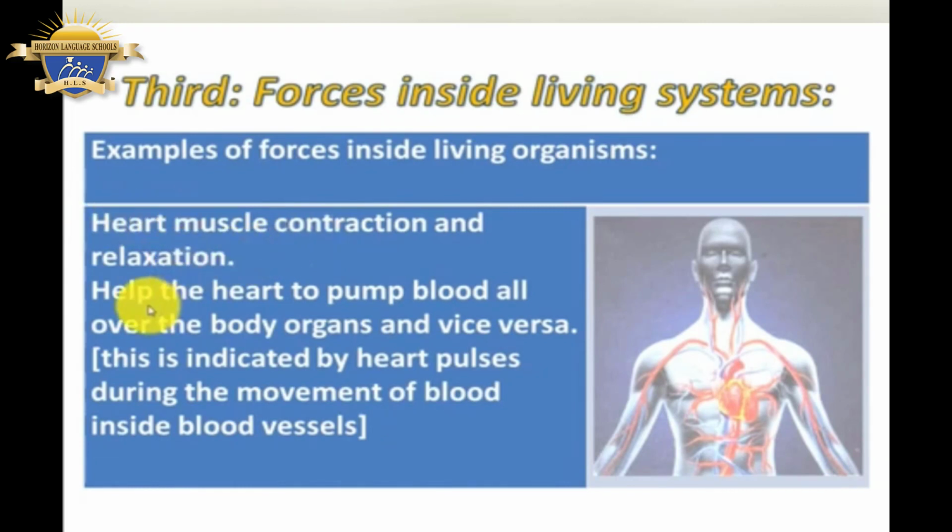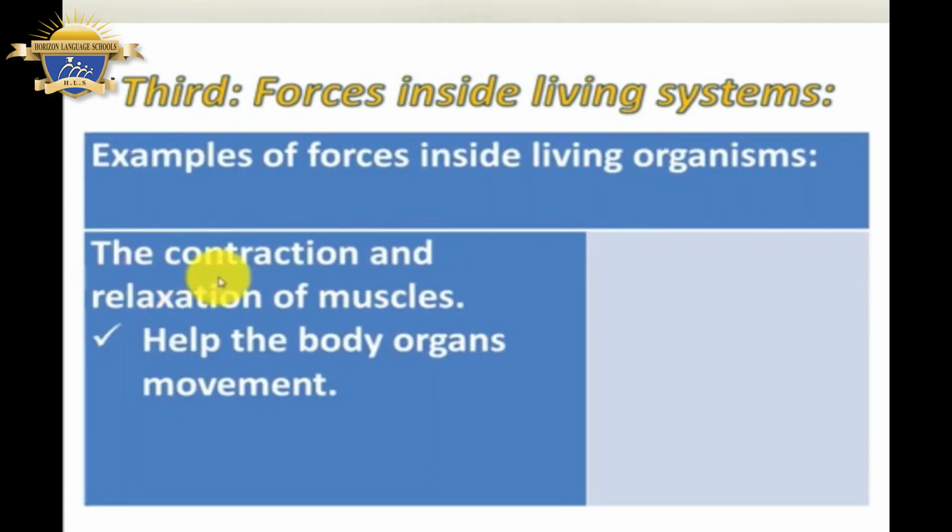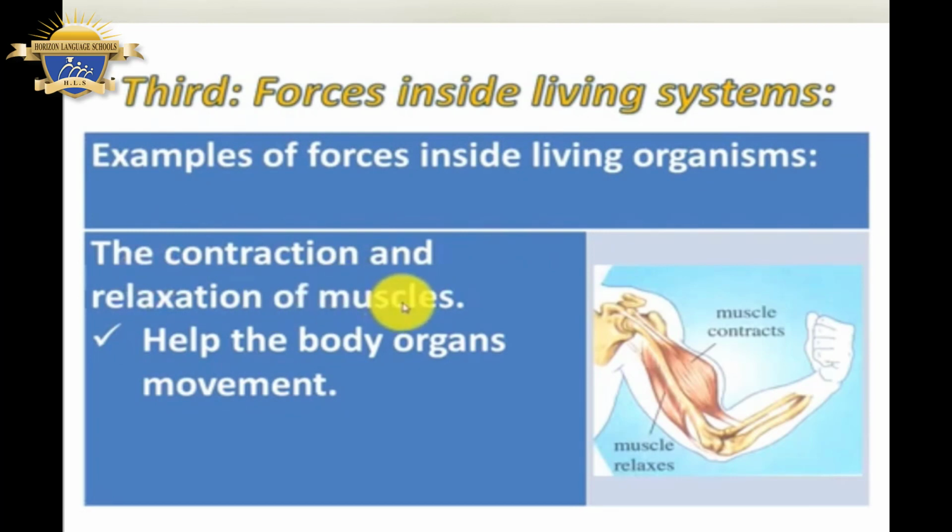Number 1, heart muscles. Heart muscles do contraction and relaxation. Why? To help the heart to pump blood all over the body. As we studied before, the function of heart muscle is to pump the blood all over the body organs and vice versa. This is indicated by heart pulses during the movement of pulse inside blood vessels. Okay? Give reason, blood is pumped all over the body organs due to heart muscle contraction and relaxation.